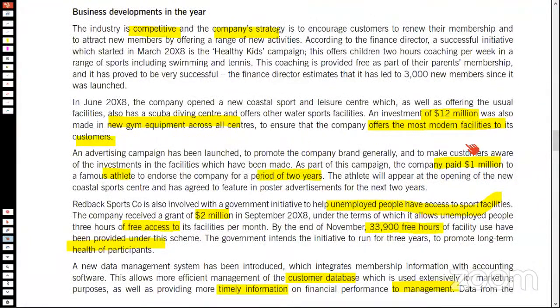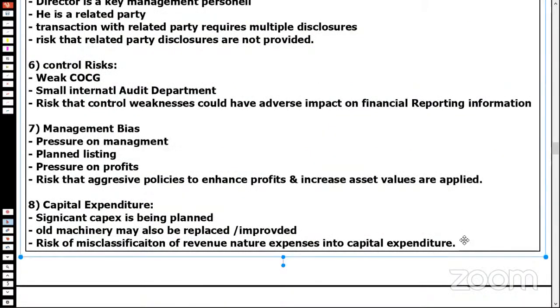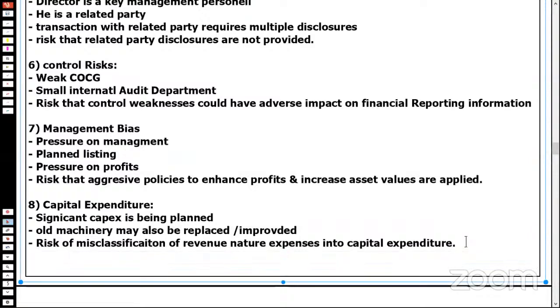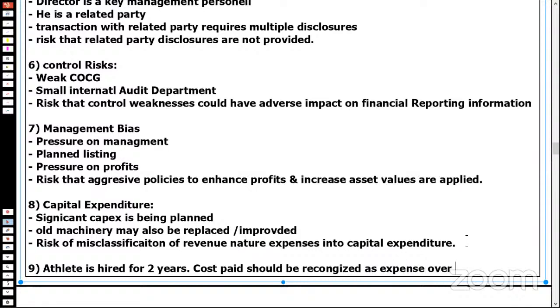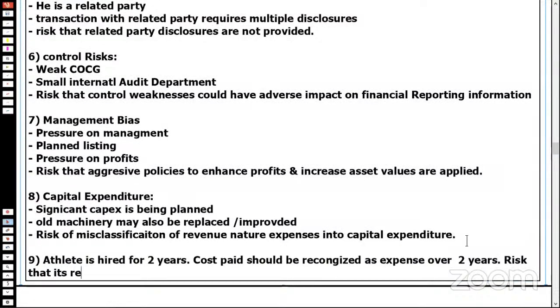Now, there is another thing, which is the advertising campaign. What happens is that the athlete is hired for 2 years. The cost paid should be recognized as expense over 2 years. There's a risk that it's recognized as expense at once, resulting in misstated marketing expense.